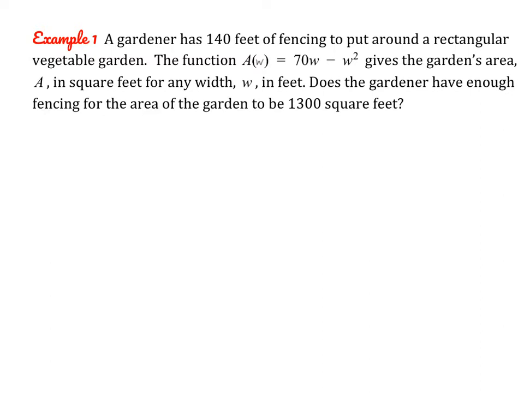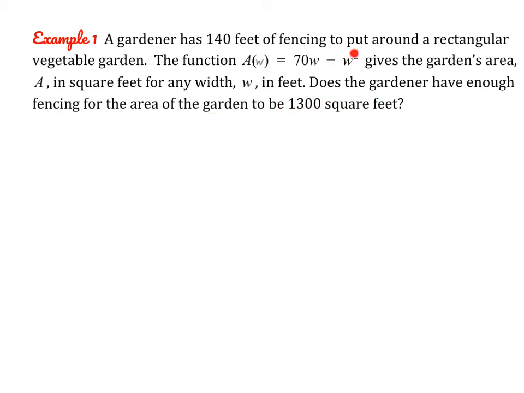So today we're going to be working with real-life examples that can be modeled using a quadratic function. So let's look at example 1 together. This says a gardener has 140 feet of fencing to put around a rectangular vegetable garden. The function A of w equals 70w minus w squared gives the garden's area, which is A, in square feet for any width, which is w. Does the gardener have enough fencing for the area of the garden to be 1,300 square feet?